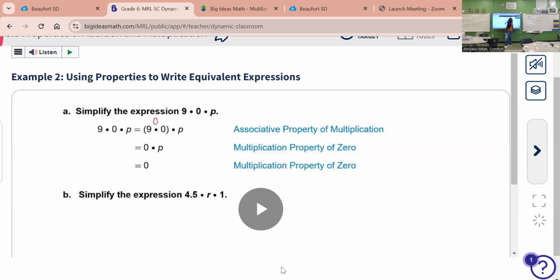The next one is 4 and 5 tenths times r times 1. What are you going to use? You regroup them. Then you use the multiplication property of 1. Any number multiplied by 1 is that number.